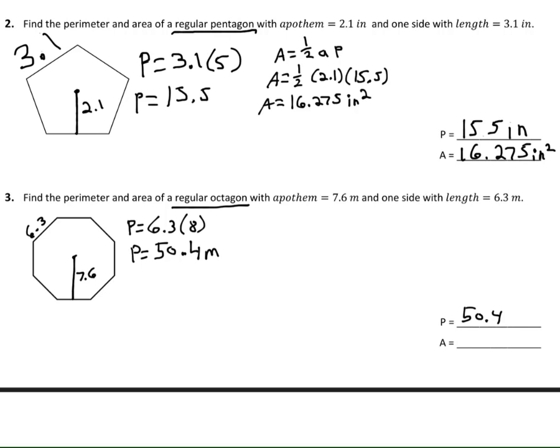So now I'm going to take the perimeter and the apothem and use that to find the area. I know A is going to be equal to 1/2 the apothem times the perimeter. So let's go and plug in everything I know.